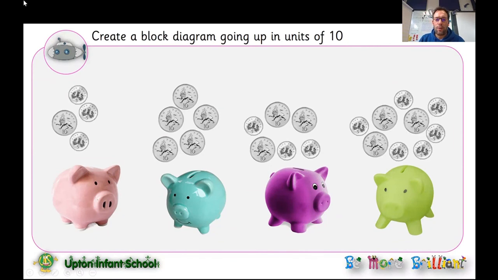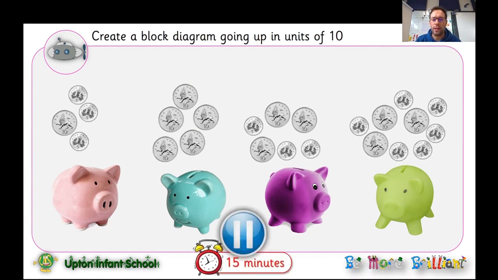And so on to our third challenge, and for this one we are using the same piggy banks with the same coins in, but the difference is if you choose this challenge, I would like you to create a block diagram going up in units of 10, and you'll have to think carefully about that one because not all of the numbers of coins are 10s numbers. Some of them will end in a 5, so think how you will show that on your block diagram. It should take you no longer than 15 minutes to do a lovely block diagram for this one. Okay, good luck with your challenges.